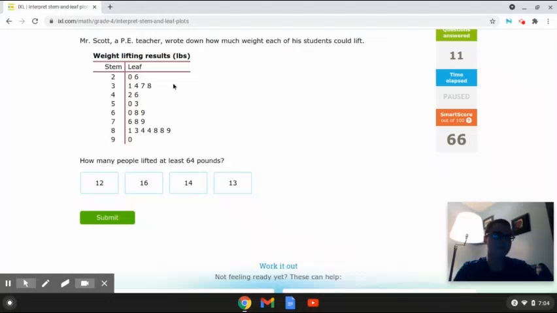Okay, so we are going to be counting everything before 64. So if we look at the leaf, we'll count the numbers. So I'm going to count 1, 2, 3, 4, 5, 6, 7, 8, 9, 10, 11, 12, 13. All right, so it looks to me that 13 students lifted at least 64 pounds. So the answer for this problem is 13, because we counted the numbers for the leaf, and we counted 13. So 13 people lifted at least 64 pounds. And that is how to solve this problem. So I'm going to be doing a couple more with you guys.